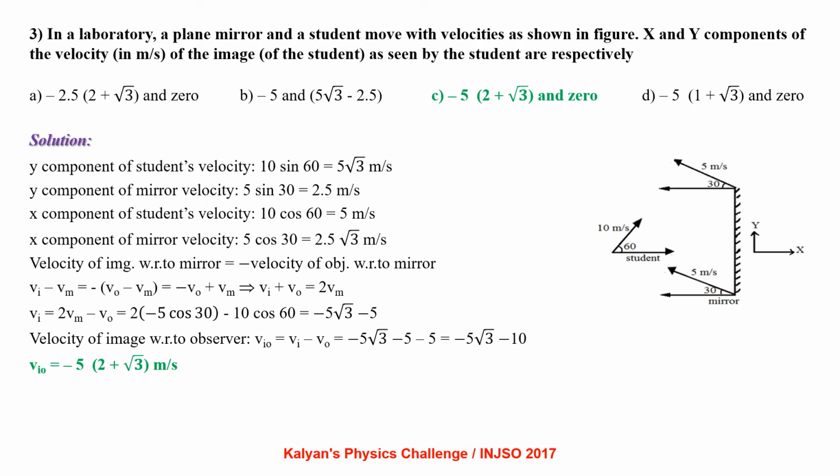Velocity of image with respect to observer, that is VIO equal to VI minus V0, that is minus 5 root 3 minus 5 minus 5, which comes out to be minus 5 root 3 minus 10. So velocity of image with respect to observer is minus 5 times 2 plus root 3.